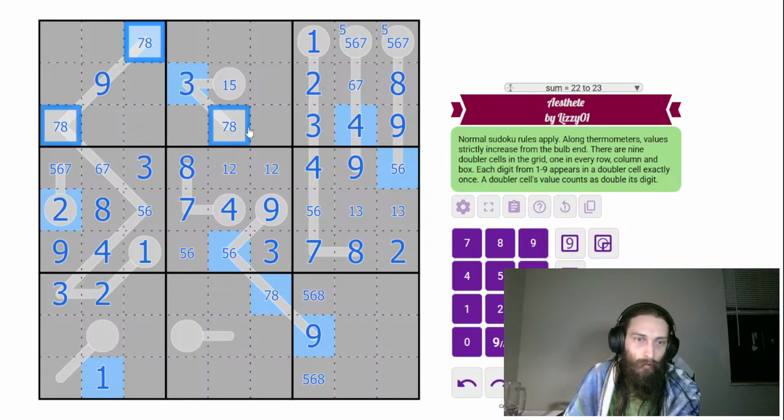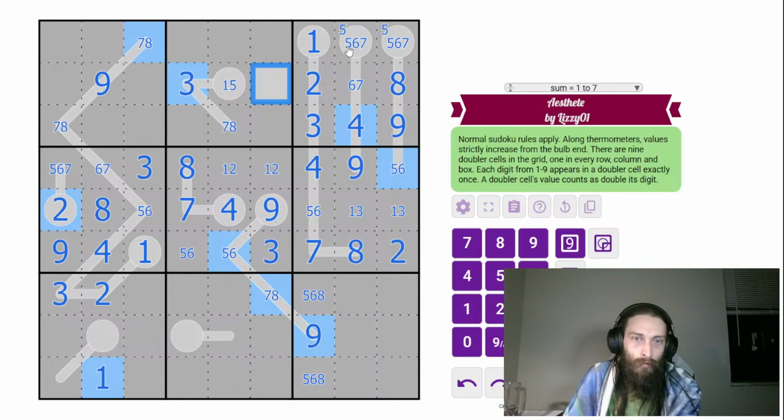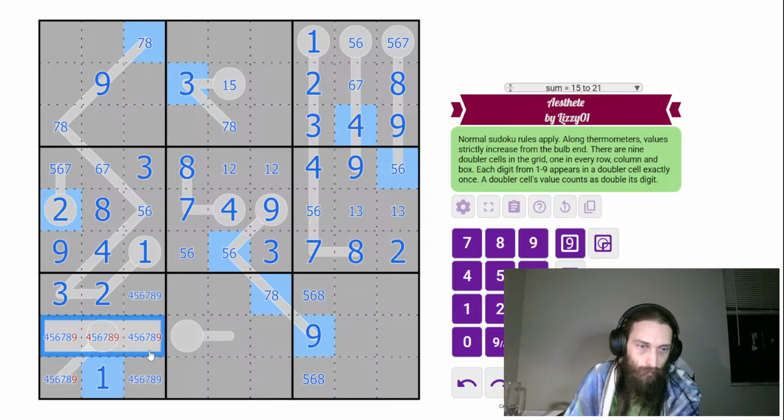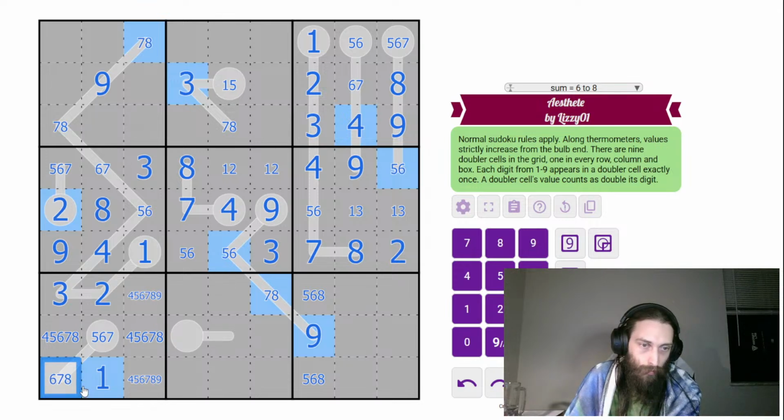7, 8 pair, 7, 8 pair. That can't be a 7. 4, 5, 6, 7, 9. 9, 8, 4. Not a 9. So 4 and 5 isn't allowed.